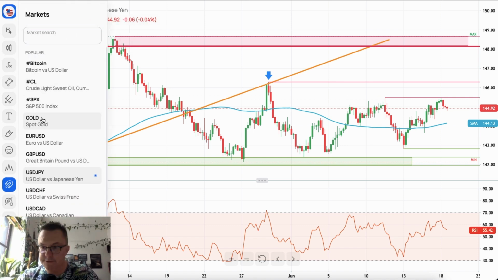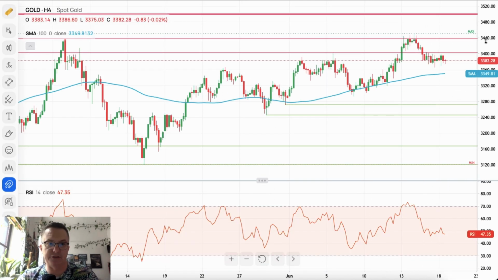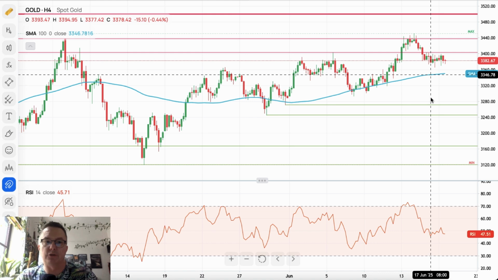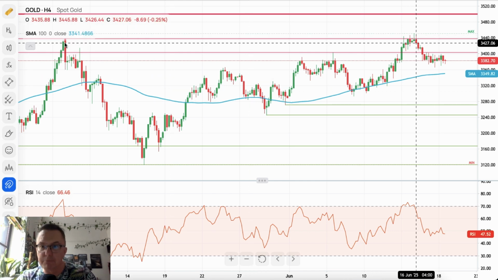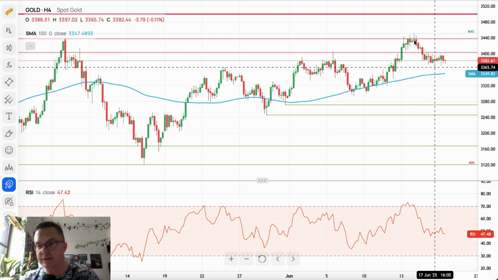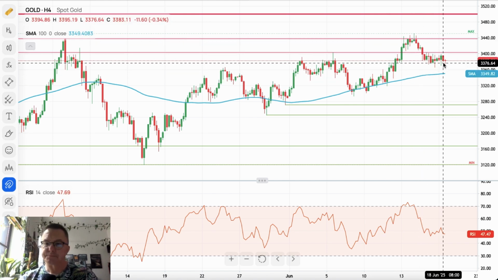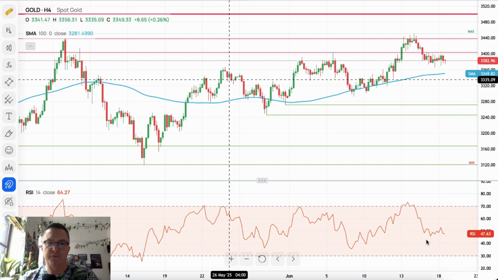Now let's take a look at gold. The gold might be affected by the Fed interest rate decision, as usual. So what do we have here? We tested the swing high from May 7th, 2025, located at 3,437. We made a new marginal higher high, 3,450, and then reversed back into the local range with the momentum around the level of 50.